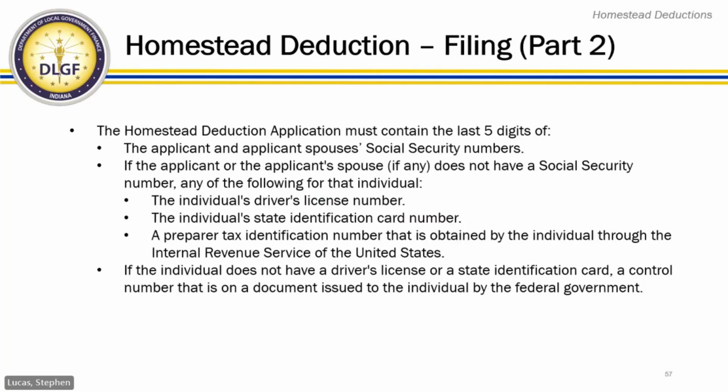Next. The deduction application must contain the last 5 digits of the applicant and their spouse's social security number. Now, if either does not have a social security number, it can be substituted by the individual's driver's license number, state ID number, or tax ID number obtained through the Internal Revenue Service. Now, if none of these are available, a control number that is on a document issued to the individual by the federal government can be used. Next slide.